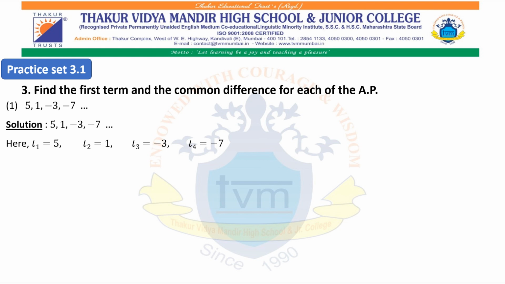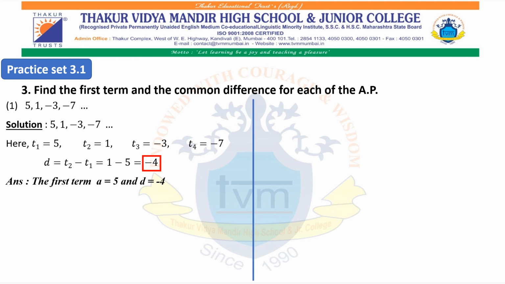Therefore, first let us try to get the difference here by getting the difference between the first two terms. We will write D equals T2 minus T1. Here after substituting the value we will get 1 minus 5, which will be equal to minus 4. Means we got the difference, and the first term already it is given in that sum, that is 5. Therefore, we will write our final answer as the first term is A equals 5 and the common difference is minus 4.